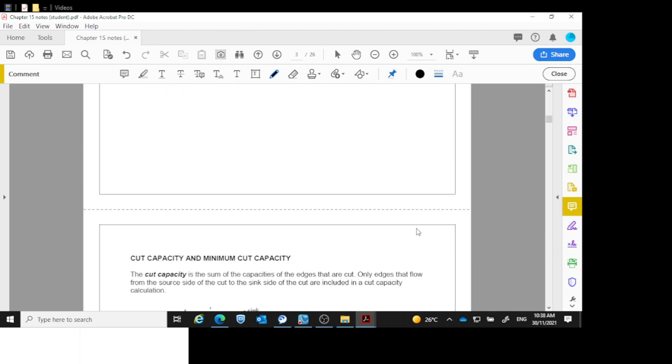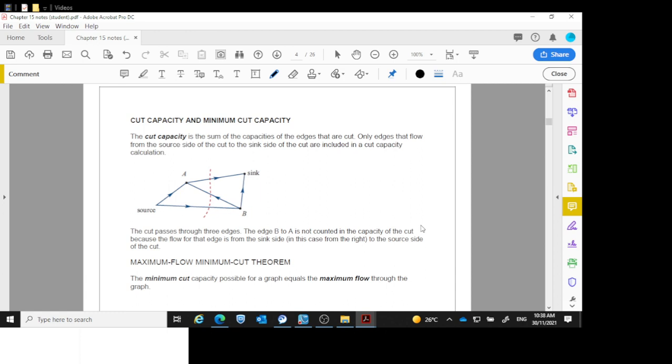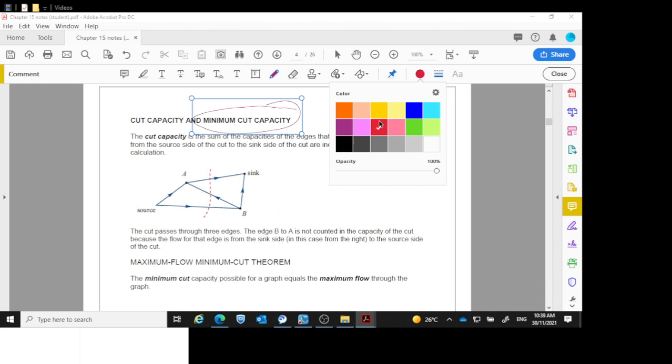It's not going to get there. So as I said, we're going to do the cut capacity, the maximum flow by working out this minimum cut. That's what we're going to do with it.